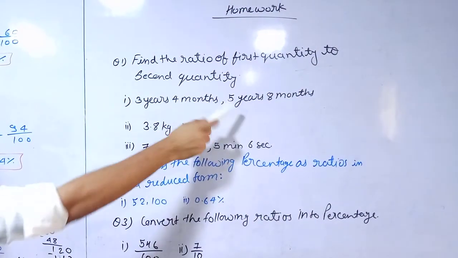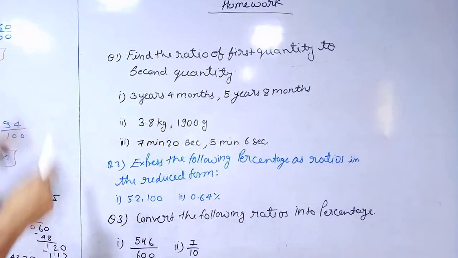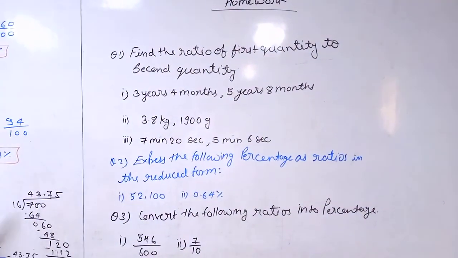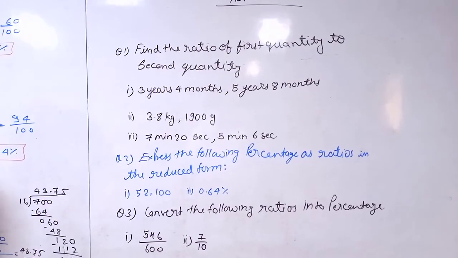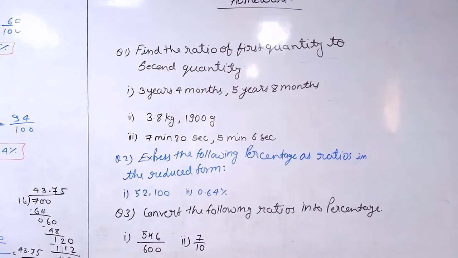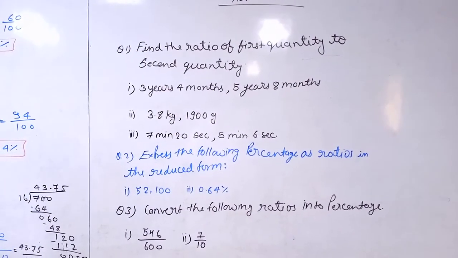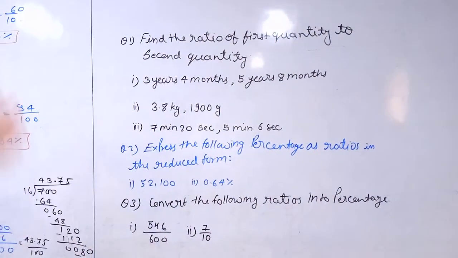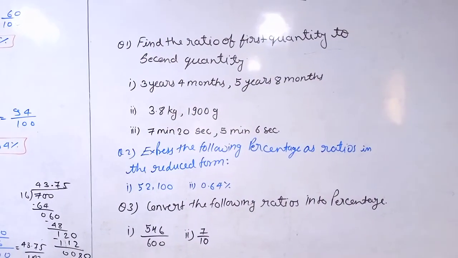First check whether the units are the same or not. If the same, directly you can. If the units are different, just make them the same. Then you have to find the reduced form of the ratio. Question number 2. Express the following percentage as a ratio in the reduced form. What we did in question number 3, here we have the percentage, just convert into the reduced form.